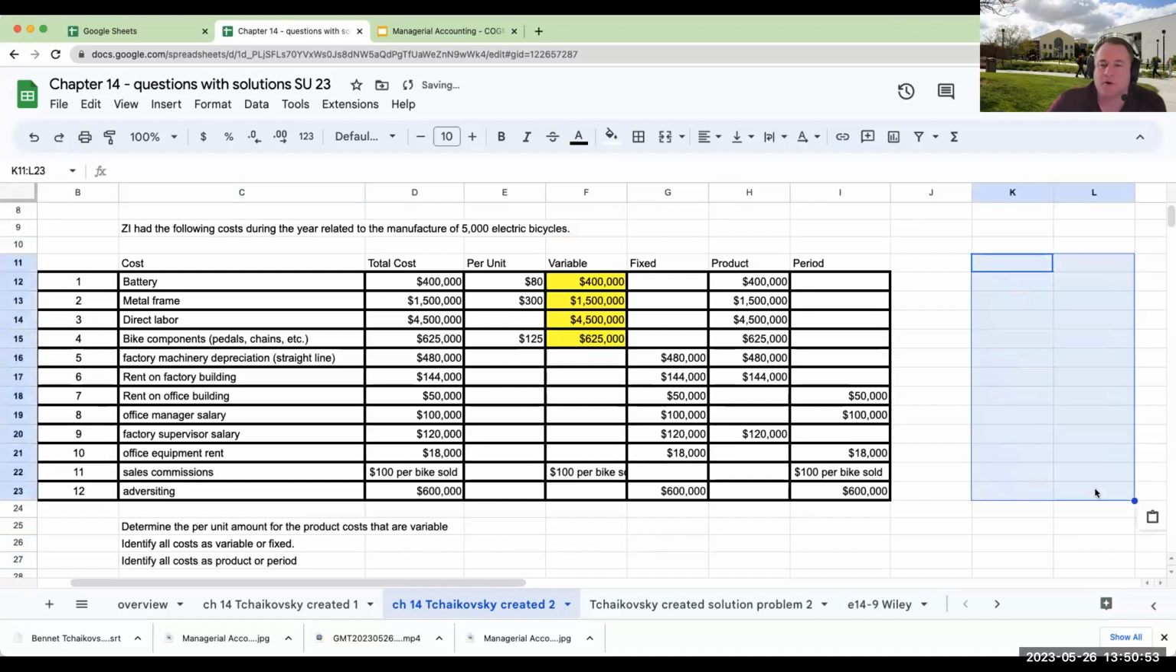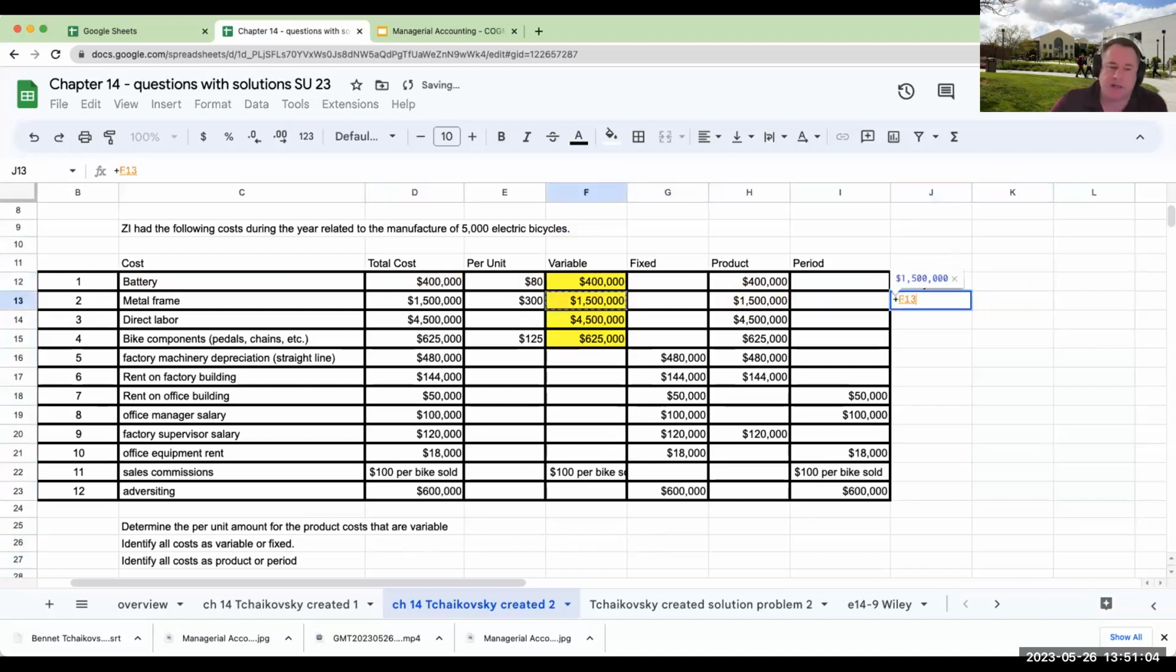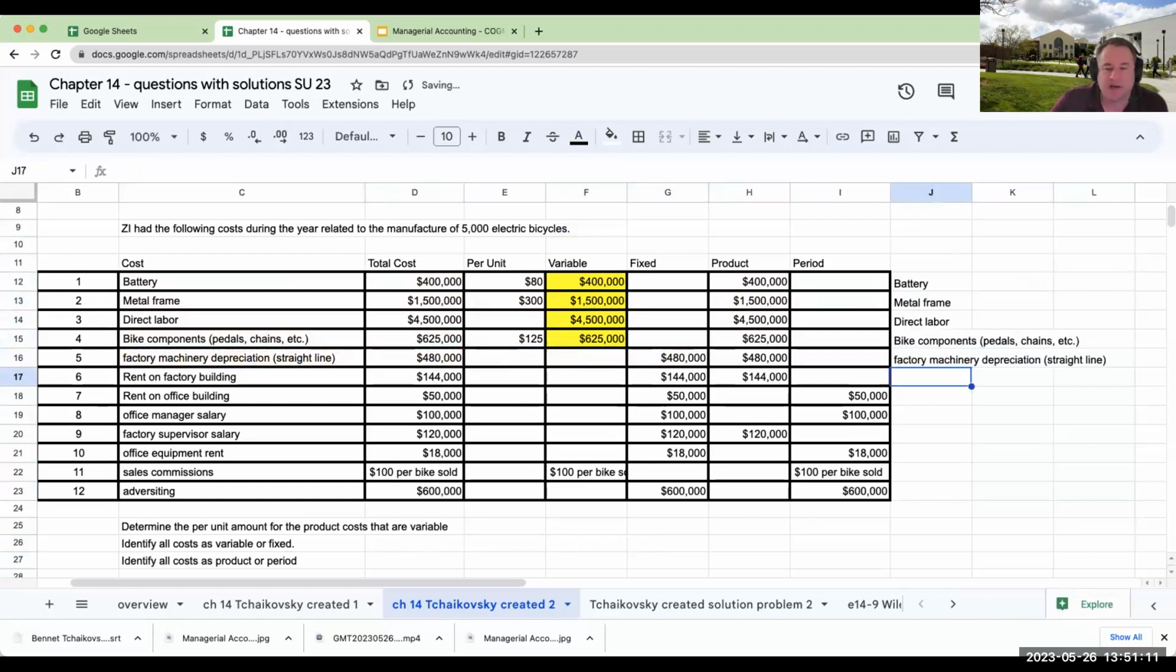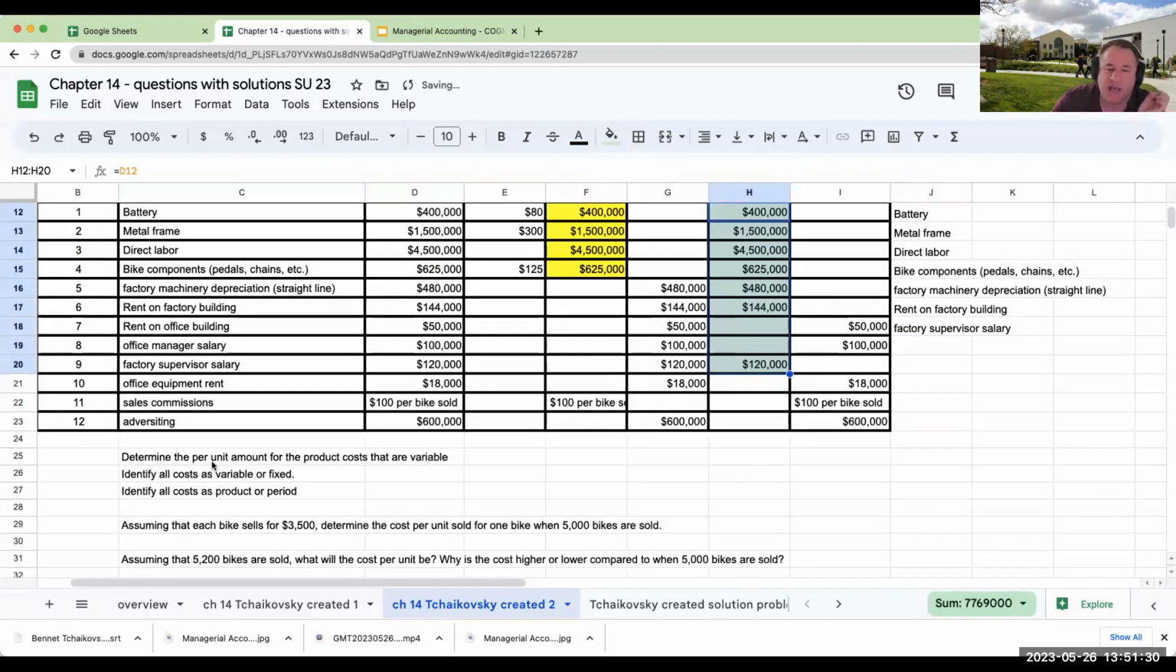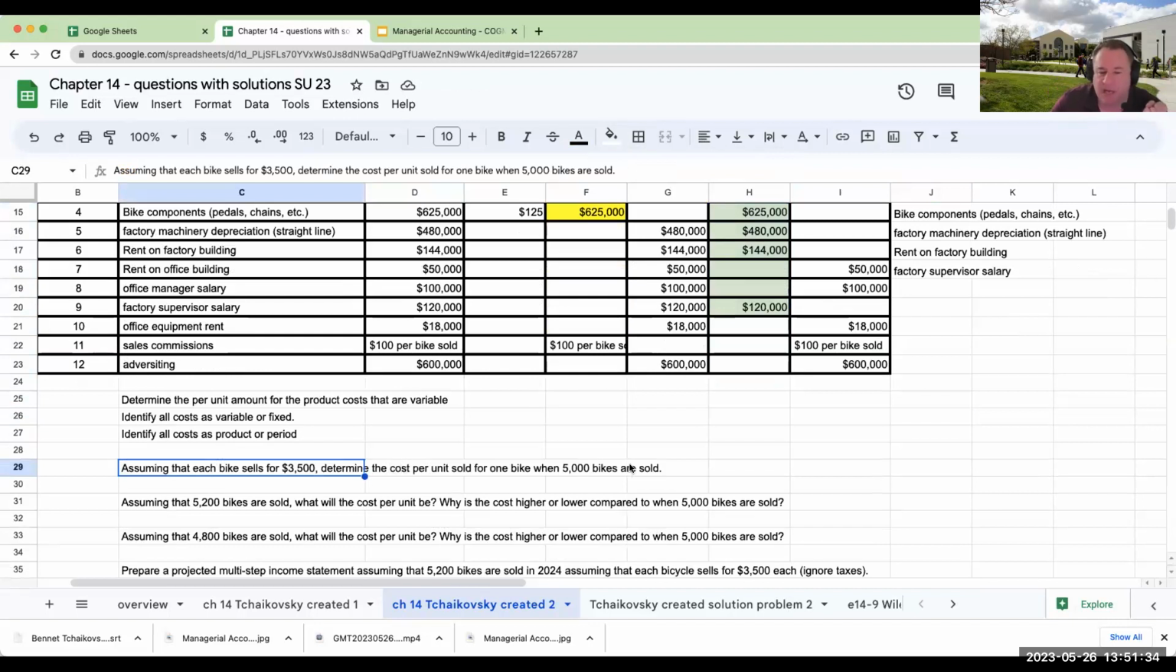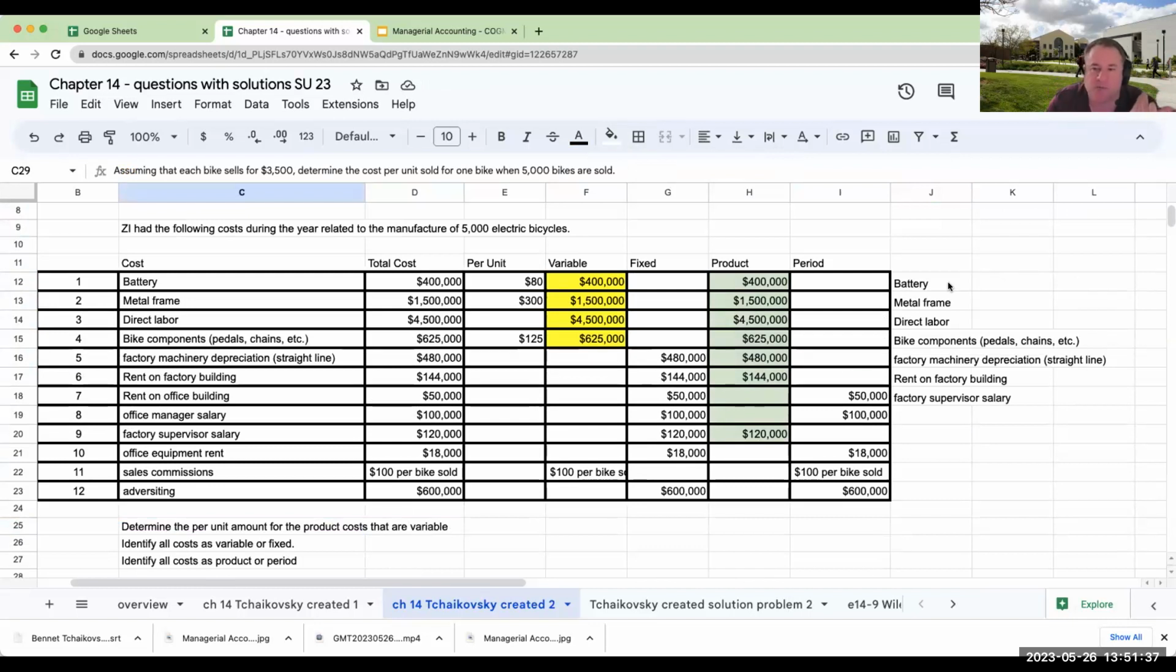Okay, so there are a few different ways we can tackle this, but let's just do the easiest way for the base amount. Over here we have the battery, the metal frame, the direct labor, the bike components, the factory machinery depreciation straight line, the rent on the factory building, and lastly the factory supervisor's salary. These are all product costs. When I'm being asked to determine the cost per unit sold for one bike, I'm only going to be using the product cost. Remember, we're trying to ultimately determine what our cost of goods sold is going to be, so we're only going to be using our product cost.